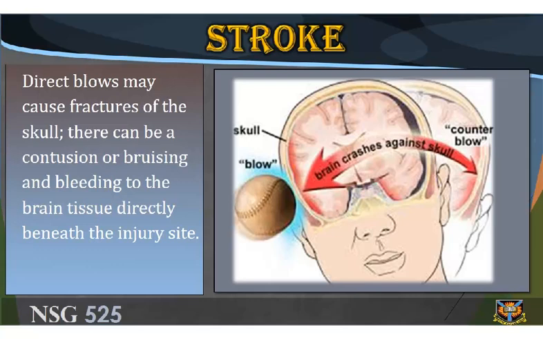A contrecoup injury describes this situation in which the initial blow causes the brain to bounce and be damaged by hitting the skull directly opposite the trauma site. Acceleration or deceleration and rotation are the common types of forces that can cause injuries away from the area of the skull that received the trauma.